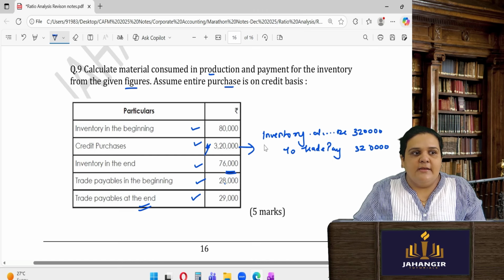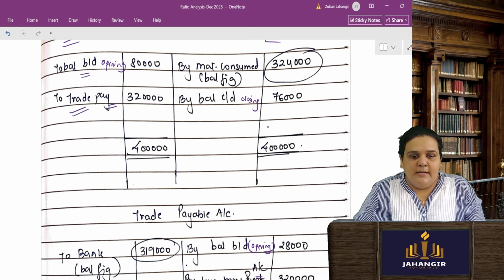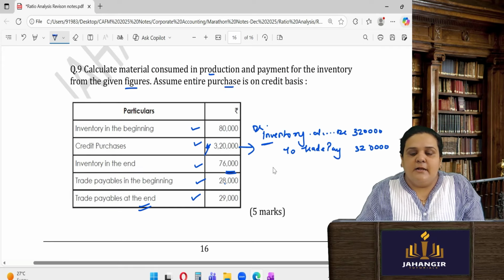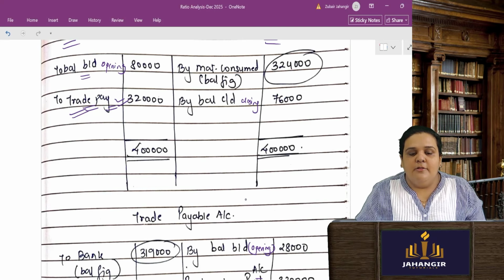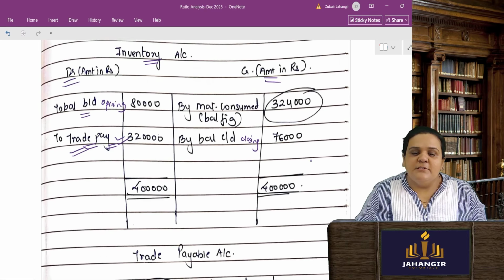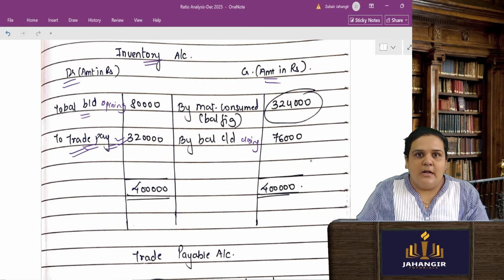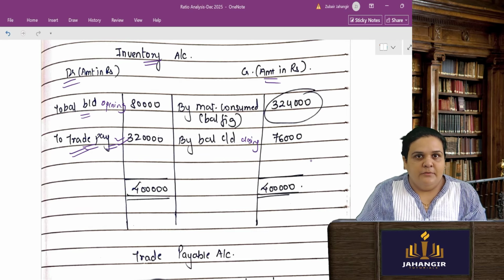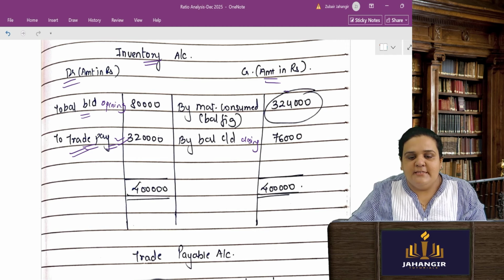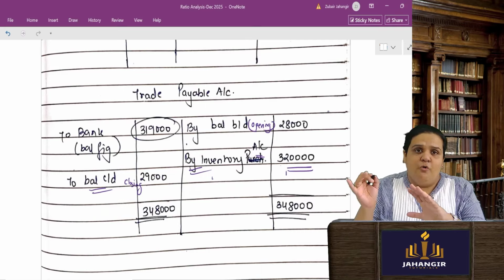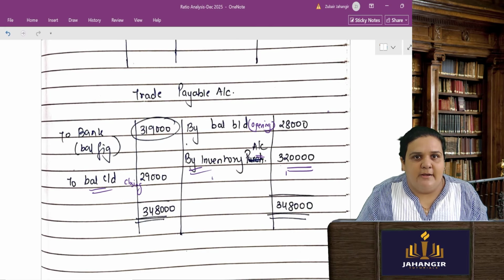So when I know my inventory account is getting debited, in my inventory account on the debit side, I will write to trade payables, 3,20,000, and my trade payables account is getting credited. So in my trade payables account on the credit side, I'll write by inventory account, 3,20,000. Now close these both the accounts. When you will close the accounts, in inventory we came to know we had opening, closing, we also bought something. So how much we have consumed will be my balancing figure. This is what we have consumed, used, 3,24,000.